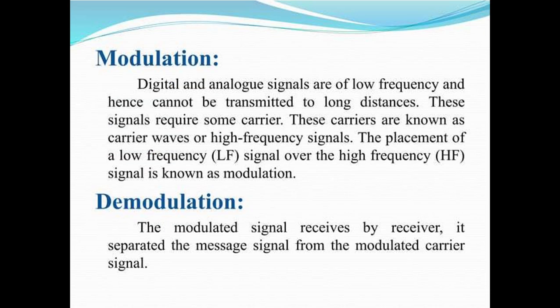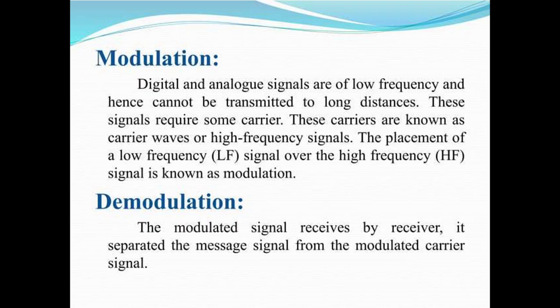Next, modulation. What is the meaning of modulation? Analog signals or digital signals are low frequency. They cannot be transmitted over a long distance. So these signals are combined with a carrier signal. The carrier signal is a carrier wave, or high frequency signal. The combination of the high frequency signal and the low frequency signal is one type of signal, called the modulated signal. The placement of the low frequency signal over the high frequency signal is known as modulation.